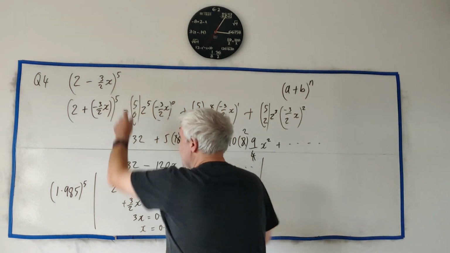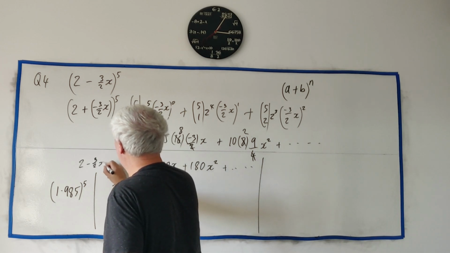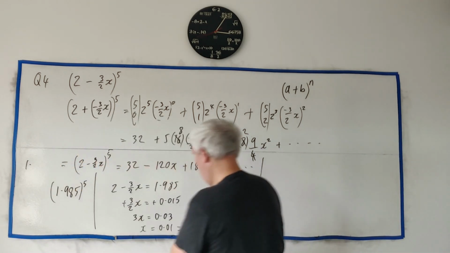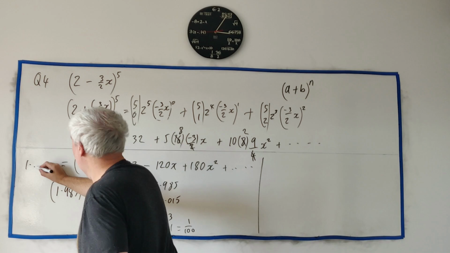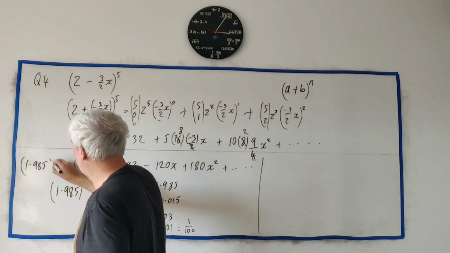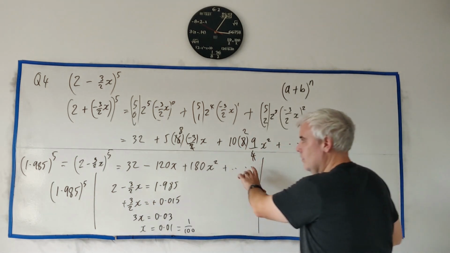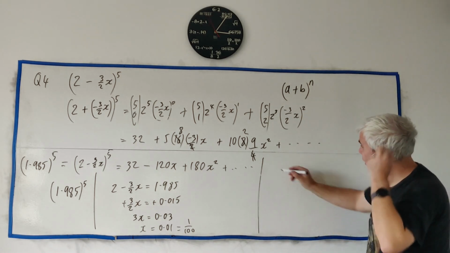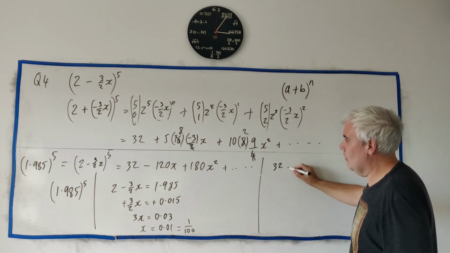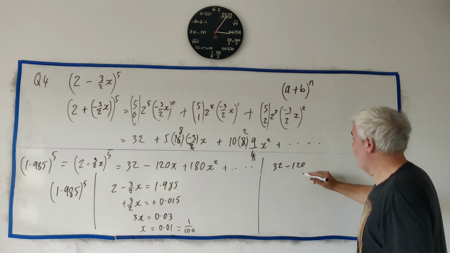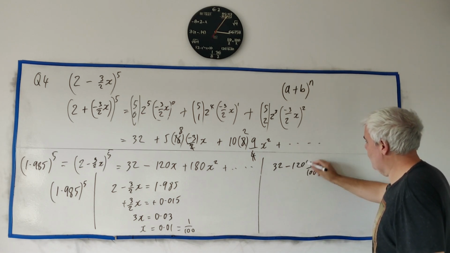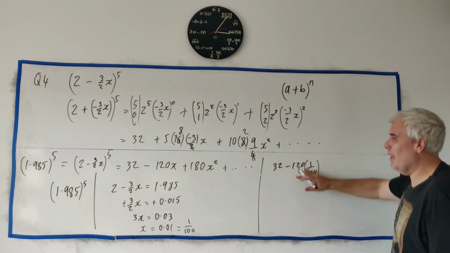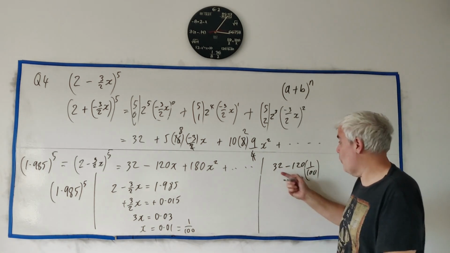So this from our first part is equal to 2 minus 3 over 2x, to the power of 5. But when x is equal to 0.01, this is the same as 1.985 to the power of 5. This is all the same. And all these extra terms, I'll show you why in a moment, they just disappear a bit. This will all equal 32, take away 120 multiplied by 1 over 100. So it's quite a small number. That's 1.2. So it's not that big of a deal compared to 32. 32 is the most important part there.